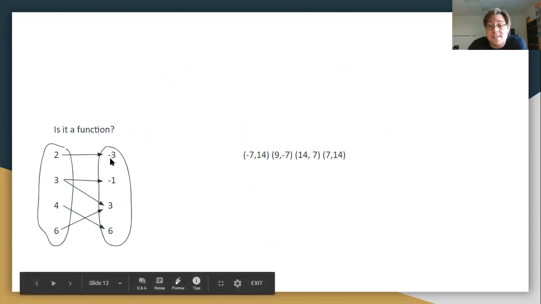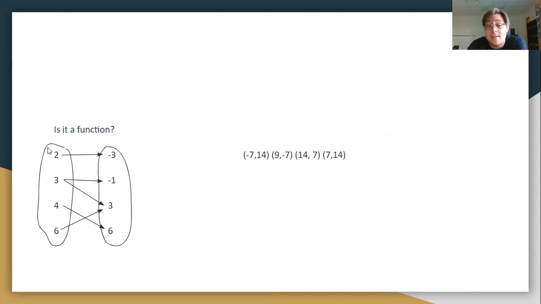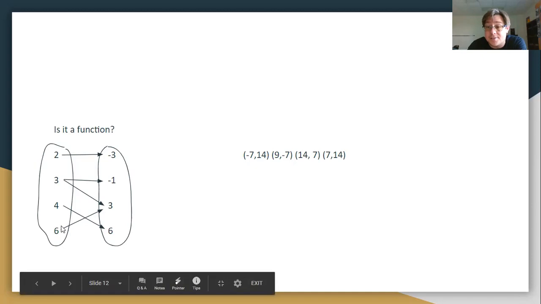Okay, we have 2, 3, 4, 6, -3, -1, 3, 6 as our relation. It's in a mapping. 2 is going to -3, but 3 is going to -1 and 3. So this one input has more than one output. This is not a function. No good.